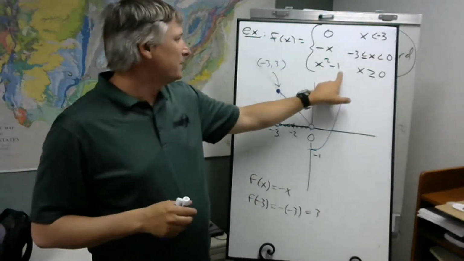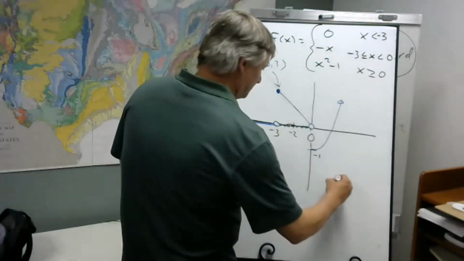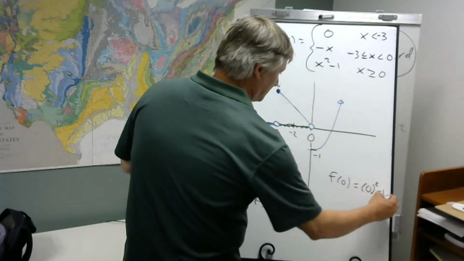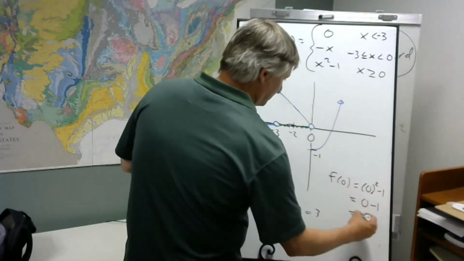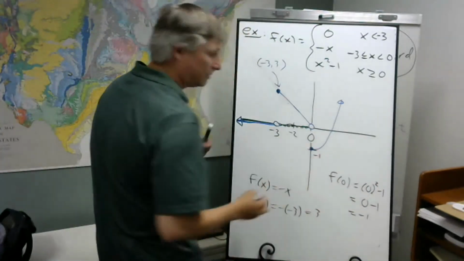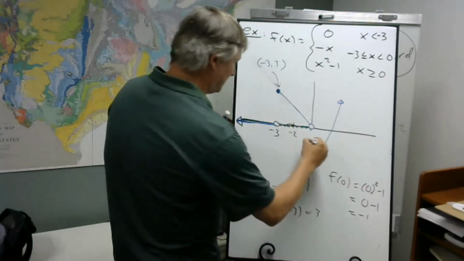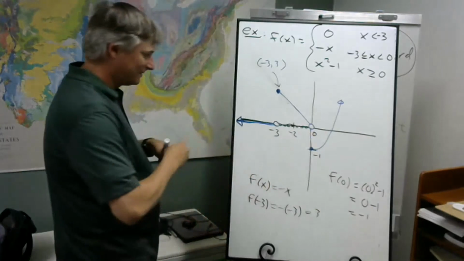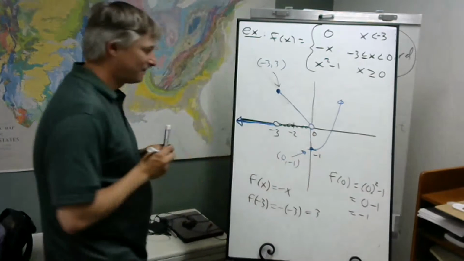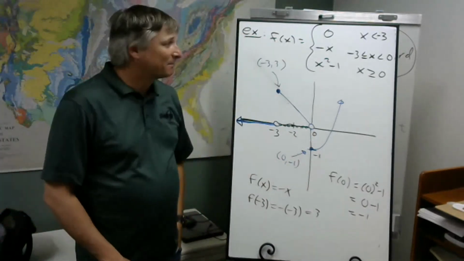And finally, for the parabola, it does include 0. So f of 0 will equal 0 squared minus 1, 0 minus 1, or -1. This will be a point on the parabola. Remember, this is the 0 at the origin. So this would be the graph of our piecewise function f of x.